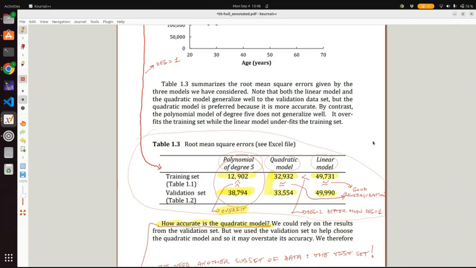Which is the better one? The one with the smaller loss. As long as they don't overfit, meaning that the training and the test losses are comparable, you choose, of course, the one with the smaller loss. Okay?